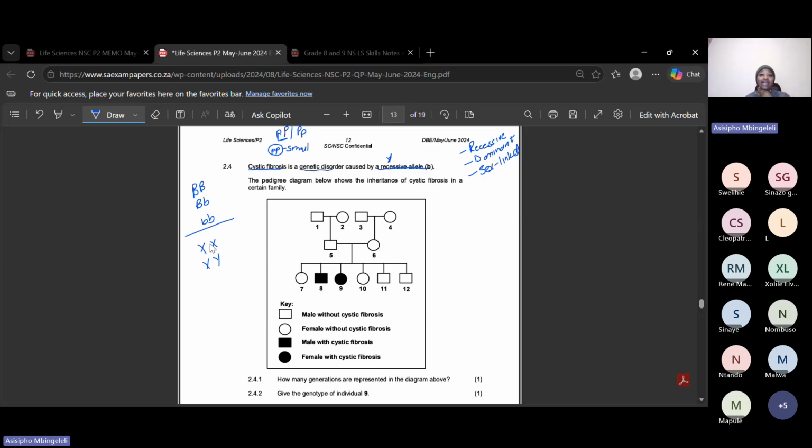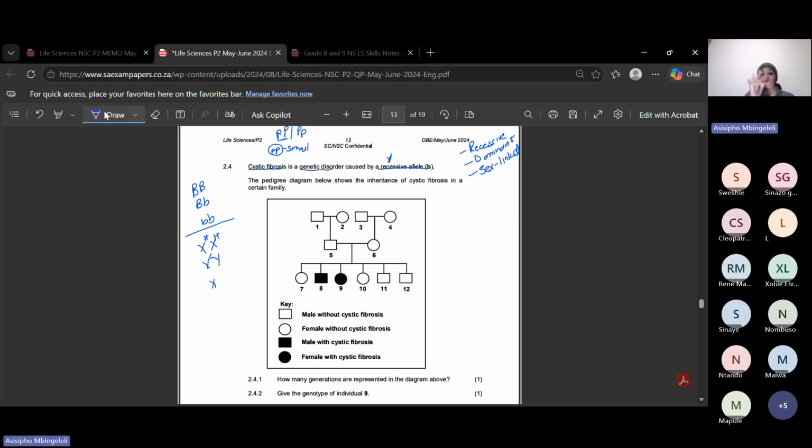And we are given a letter for that particular sex-linked disorder. So if it is hemophilia, it will have an h. If it is color blindness or whatever. I'm making a mistake here. One small mistake: the Y doesn't have the allele. We need to remember that. The Y will not have a superscript or an exponent. So that is very important.